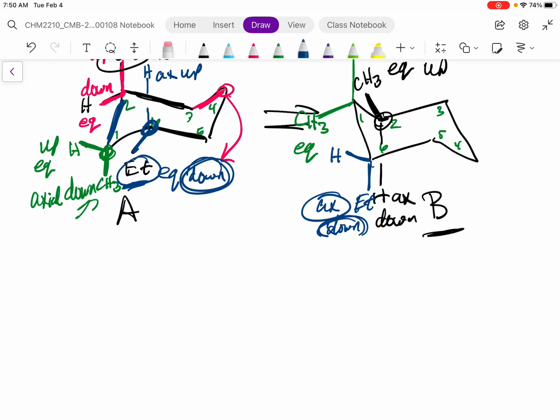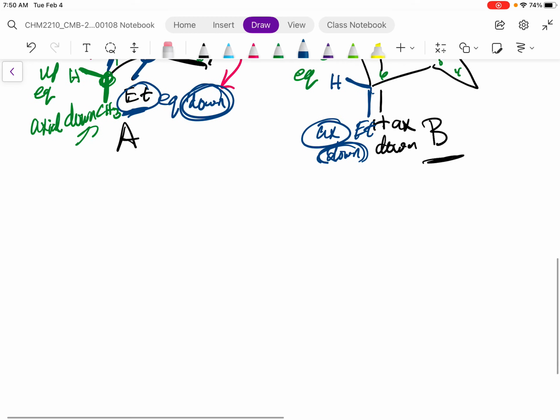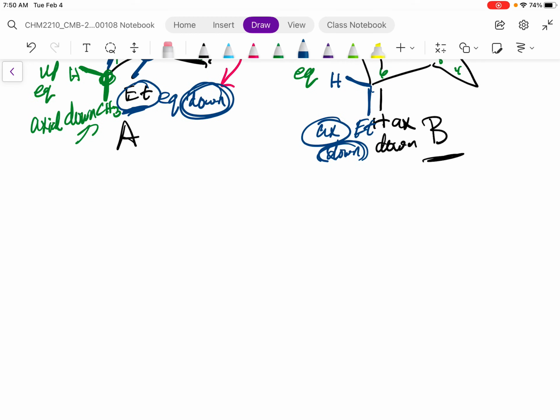So I'm going to give you guys a few minutes. I'm going to draw a skeletal structure, and I want you guys to draw the two chairs that correspond to it. And then between the two chairs, you need to tell me which one is the most stable. At equilibrium, which one would be more favored?